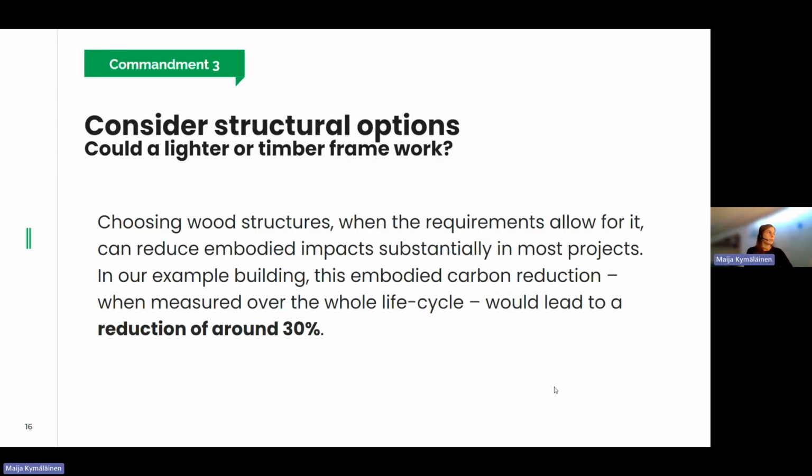So commandment 3, consider structural options. Could a lighter or timber frame work? In general, the structural frame is responsible for the majority of the impacts, and it should thus be addressed as a priority. Reducing the mass of the frame reduces the need for foundations, as mentioned, and of course the overall material need as well. And here, for example, wood is a relevant material to consider.